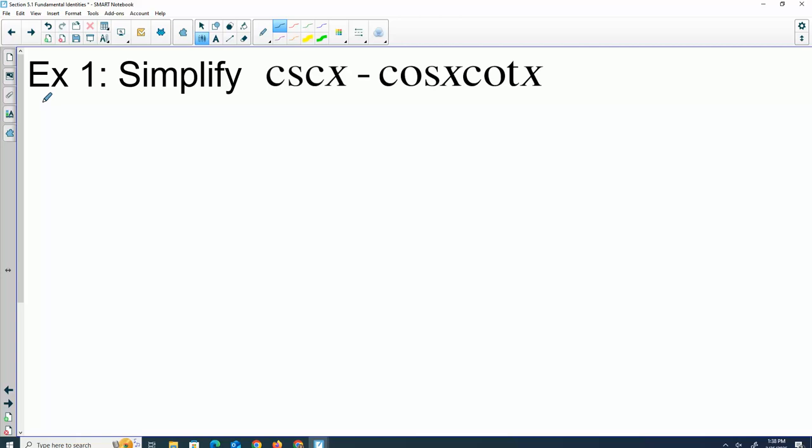In any of these identities, your angles, the x or the theta, can be degrees, radians, it does not matter, so they're always true. So if I'm asking you to simplify this, a lot of times what I'm going to say is change this to sines and cosines and simplify. So when I see cosecant, what is cosecant? What's the definition of cosecant? It's the reciprocal of sine. So I am rewriting cosecant as 1 over sine x.